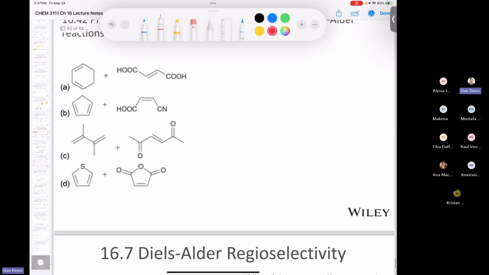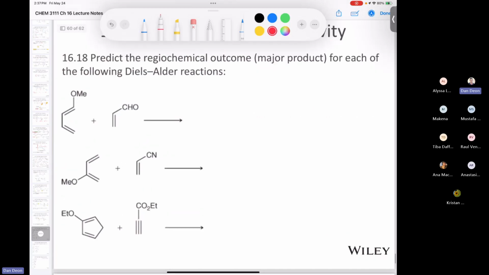Just let me double check here. Yeah, there's one more thing I wanted to show you after this. So let's take a look at the first one. I'm going to probably take a little bit of space up here doing this one. So let's draw our diene, which looks something like this, okay?